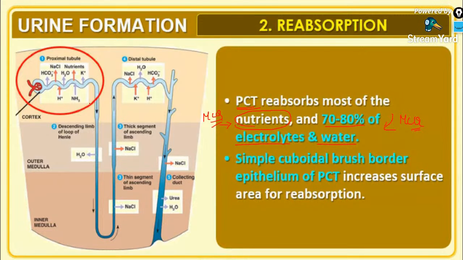In this region you will have most of the nutrients, electrolytes and also water reabsorbed. This is a repeated MCQ for your exam. Very important area for NEET. Which of the following substances is reabsorbed inside the proximal convoluted tubule? What can you say for that? It is nutrients, 70 to 80% of electrolytes and the water.